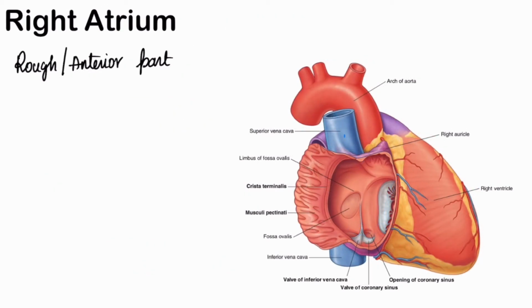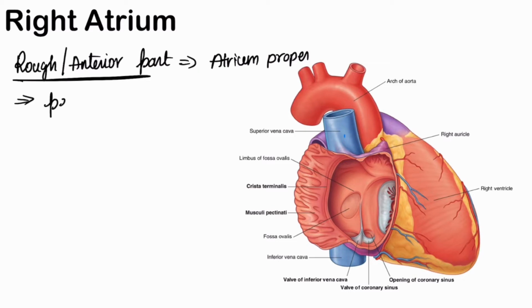Now, let us discuss the rough part or anterior part. It is derived from the atrium proper. This rough part contains the pectinate muscles. Due to the presence of these pectinate muscles, it appears to be rough. This is the rough part here. All these muscles here are known as the pectinate muscles.